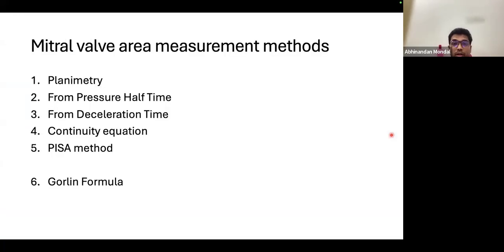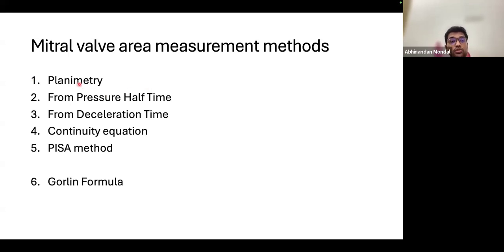So, mitral valve area measurement methods. I have mentioned 6 methods, but I have specifically mentioned the Gorlin formula over here, and it is a little different and distant from the other five, because the Gorlin formula is actually a catheter based formula. This formula is not done echocardiographically, so I will not discuss it here. I will discuss the Gorlin formula more in aortic pathology. With the Gorlin formula we can also measure mitral valve area. So these 5 methods are the echo mitral valve area measurement methods.